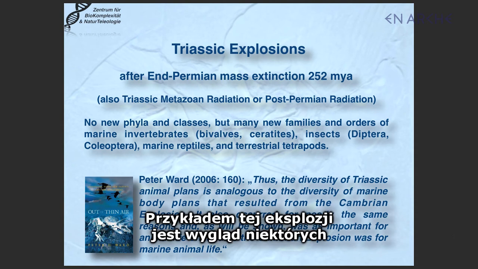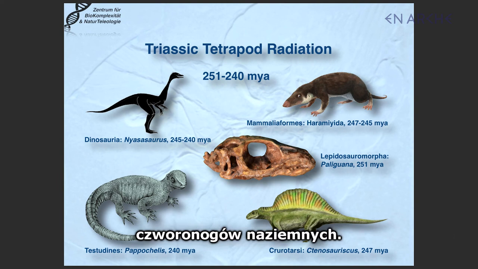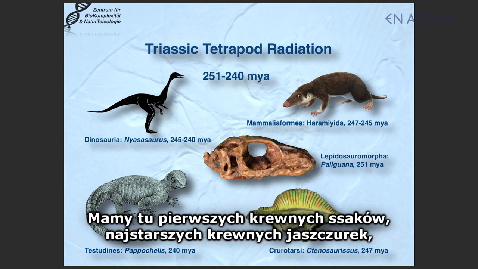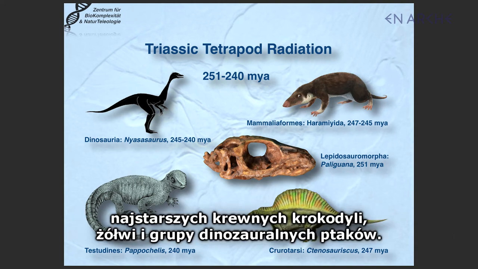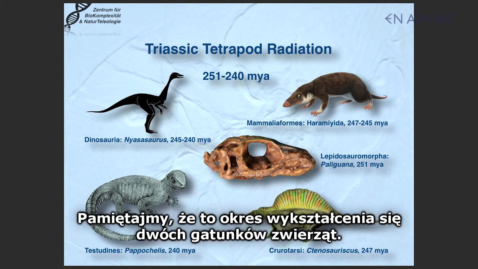And some examples of these multiple explosions are the sudden appearance of terrestrial tetrapods, the first relatives of mammals, the first and oldest relatives of lizards, the oldest relatives of crocodiles, of turtles, and of the dinosaur bird group. Appearing again in a 9 million year window of time. Remember, that's just two successive vertebrate species.